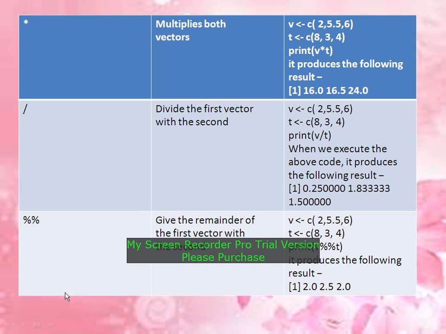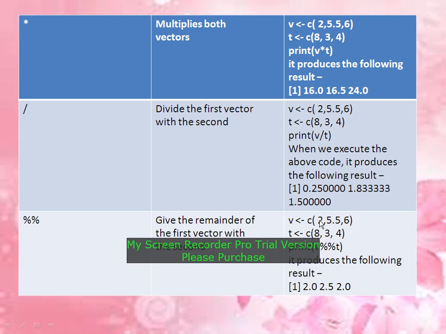Next, the double percentage symbol is the mod operator in R. Mod means the operator which gives the remainder value instead of the quotient value. So, these are giving the quotient values, but this gives the remainder value. It gives the remainder of the first vector with the second one. When we are considering a division, if the numerator is less than the denominator, then the remainder is represented as this.